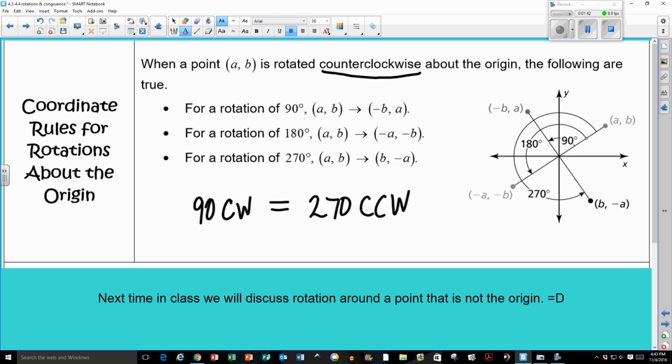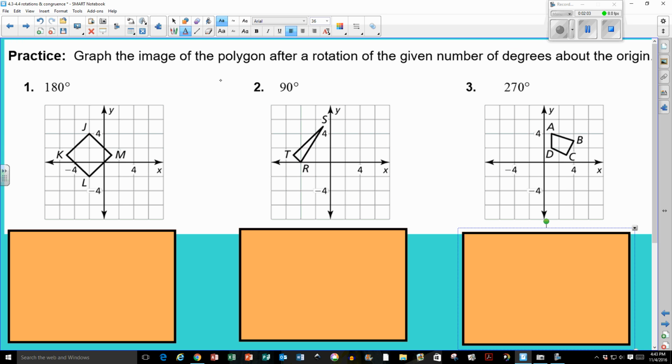So if I were to go 90 degrees this way, which would be clockwise, then it is the same thing as rotating 270 degrees counterclockwise. Next time in class, we'll discuss rotating around a point that's not the origin. These rules only apply when we're rotating about the origin. All right, so we're going to graph the image of the polygon after the rotation of the given number of degrees.